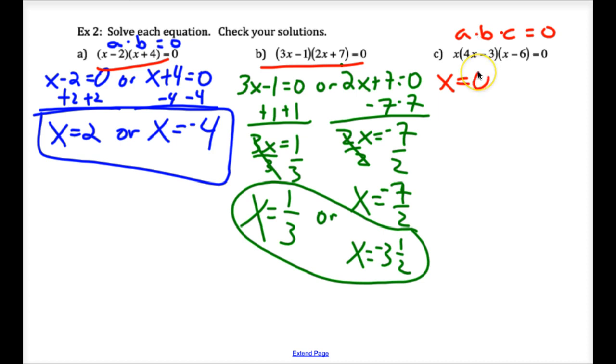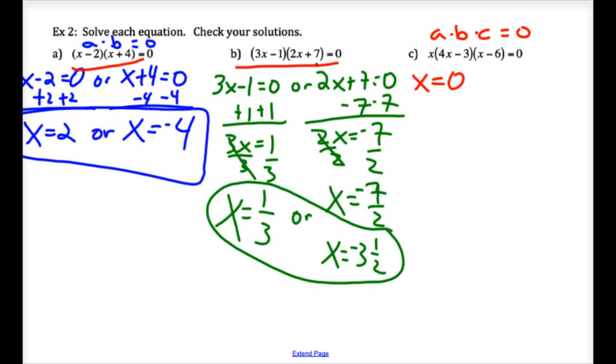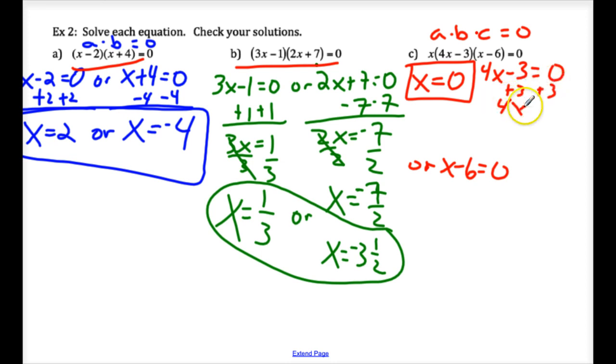So either x equals 0, that one's already solved. That's easy. Or 4x minus 3 equals 0, or x minus 6 equals 0. Okay, we got 3 of them. The first one is solved. Just box it. And notice if you put 0 in for x, 0 times anything is always 0, so we're good. The other one, add 3 and divide by 4. x equals 3/4.